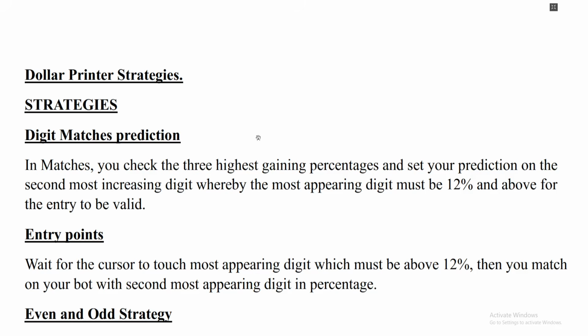As I told you, traders usually share different documents containing various strategies so as to become knowledgeable. In Deriv, you cannot rely on one strategy. You have to keep on learning new strategies every single day. Now, how does this matches strategy run?